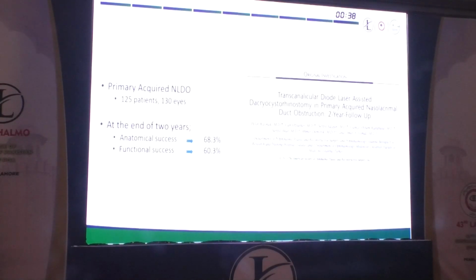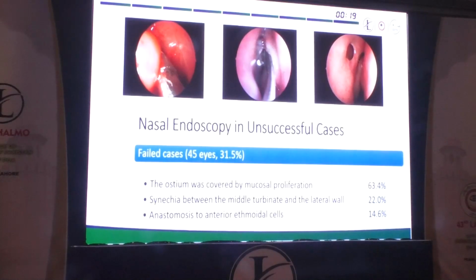When we looked back after 2 years on our results, we saw our results were not as good as reported in the previous studies. Our 2-year anatomical success was 68%, and real functional success, which is the important one, was only 60%. So we went back to these failed cases and made nasal endoscopy to find out what the reason was.